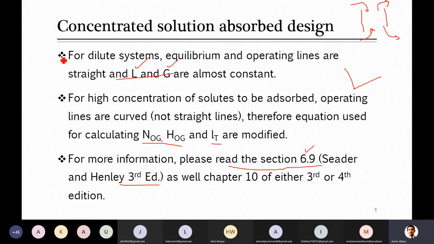Some of those, while the major discussion is in chapter 10, in either the third edition or fourth edition. In both of these, chapter 10 has the method to design the equipment when you are dealing with concentrated solutions. As well, just for your information, there is the book of Coulson and Richardson's Chemical Engineering, Volume 2, related to particle technology and separation processes. That is also one of our reference books.